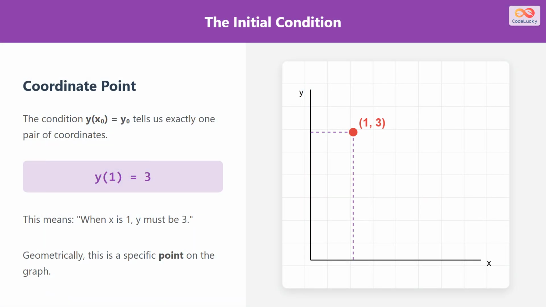Let's look closer at that condition. When we say y of x naught equals y naught, we are essentially providing a coordinate pair. For example, y of 1 equals 3. This translates to a specific point on the Cartesian plane, (1, 3). This point is crucial for solving the problem.